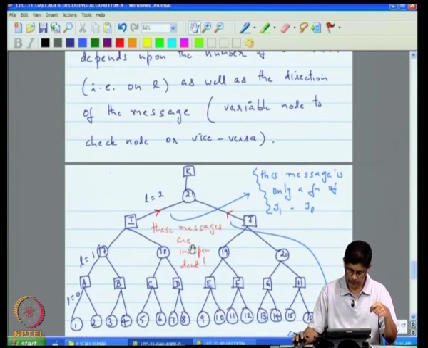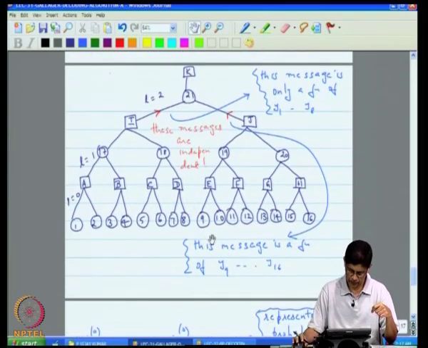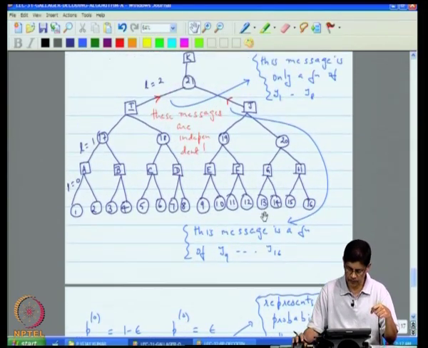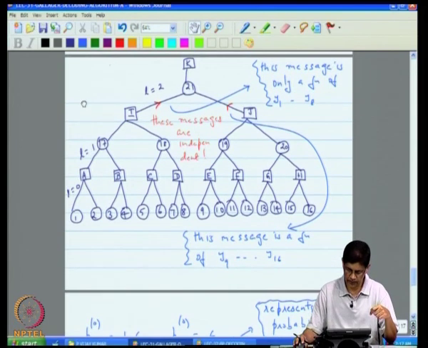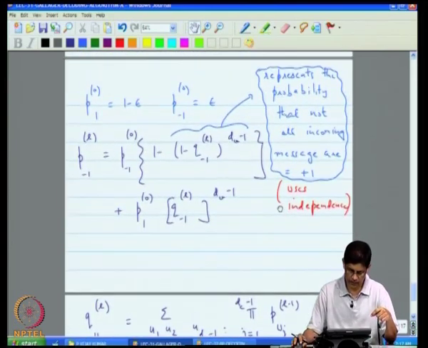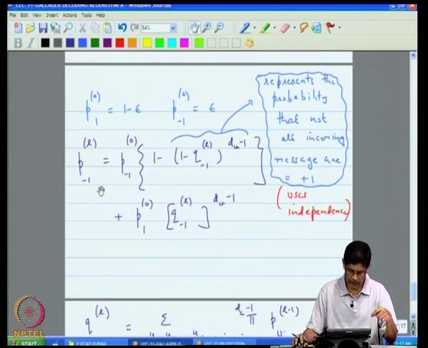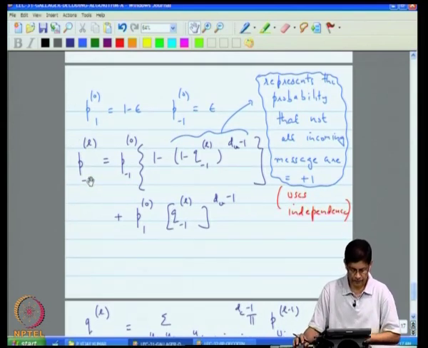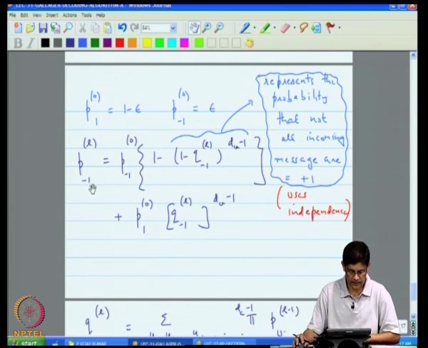Now we are going to do some calculations, and I brought this figure in here to explain those, but let us skip to the calculations and we will come back to this graph. So, what I actually said was that let us look at the probability that the message that is outgoing from a variable node is minus 1.